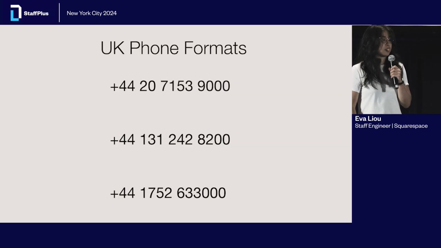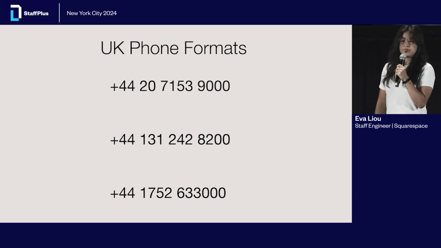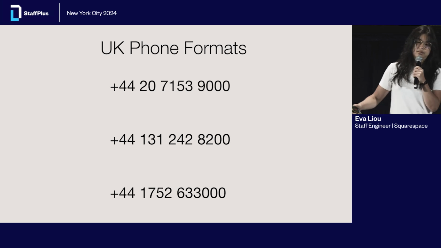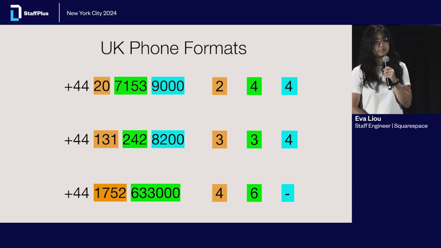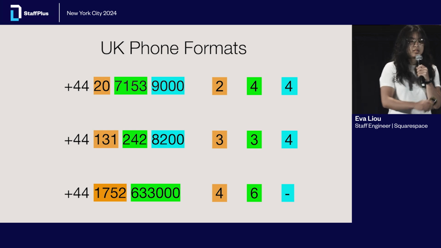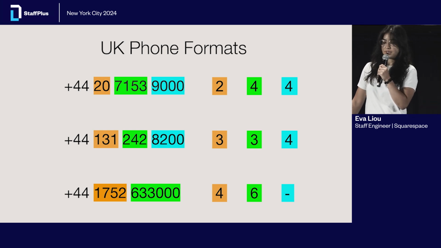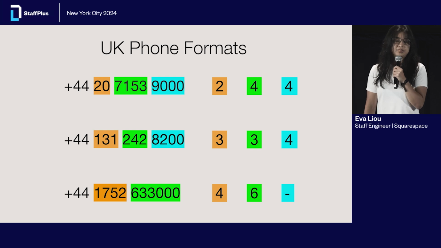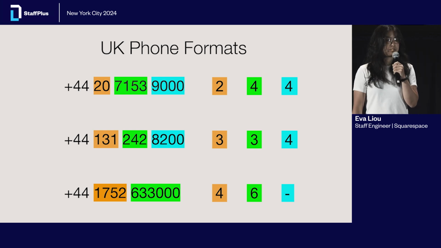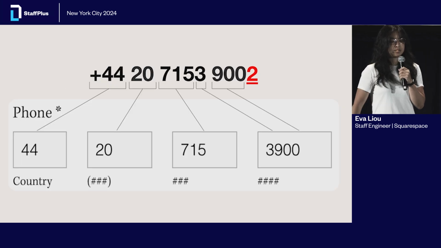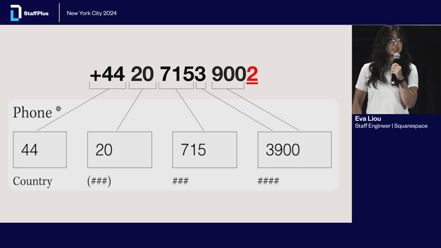In the UK, these are all valid phone number formats. If you look closely, you'll see some differences. Group of 2 followed by 4 followed by 4, group of 3 followed by 3 followed by 4, a group of 4 followed by 6. Even in the UK, a single country, there's variability in digit numbers. So, this US-centric form block doesn't work.